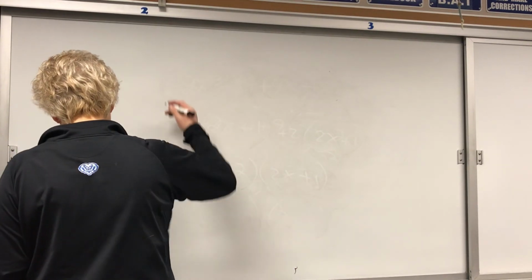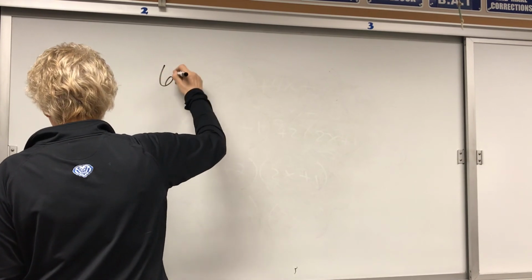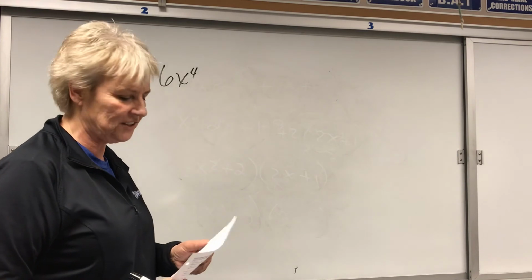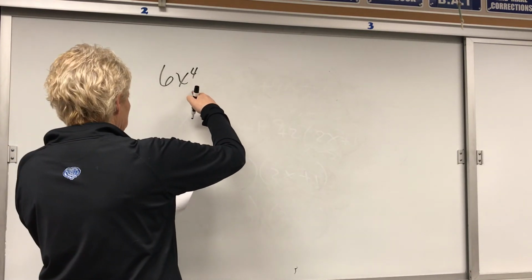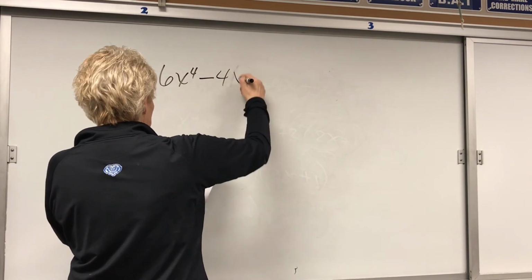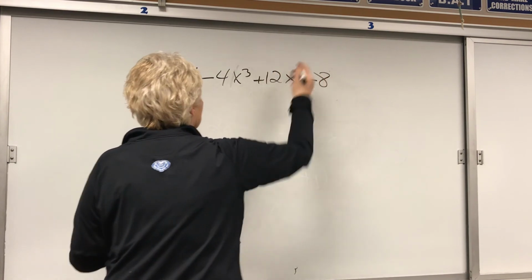I might have already done this. I hope not. Let's go with 6x to the 4th. Oh yeah, this is one with the greatest common factor. I'm not sure there's even one on your homework, but this will be a lesson when I get back. So let's do it. Minus 4x to the 3rd plus 12x minus 8.